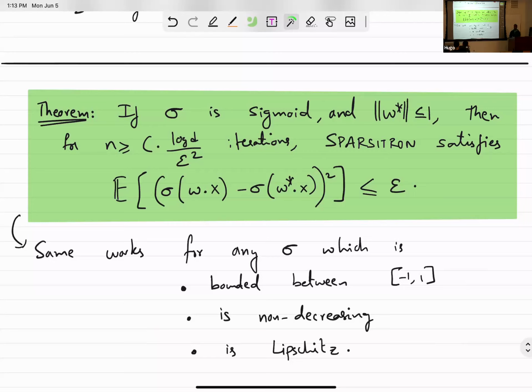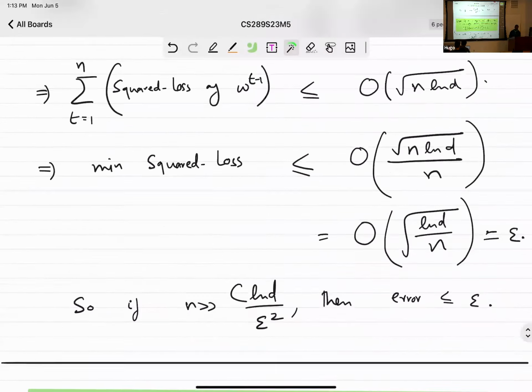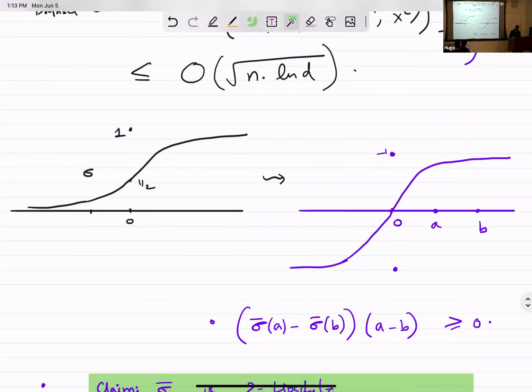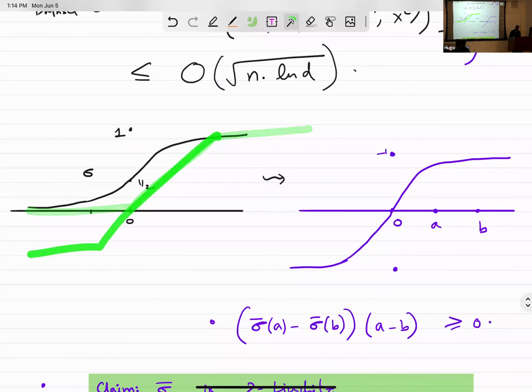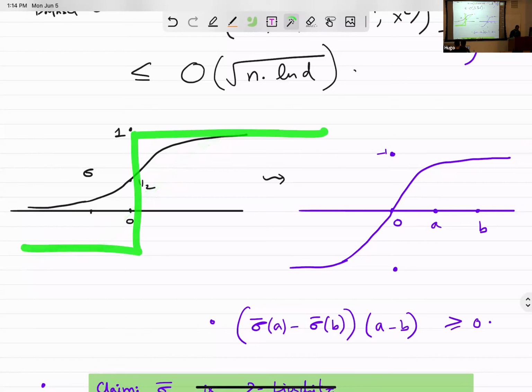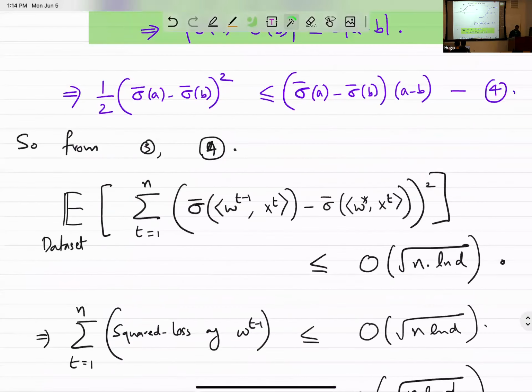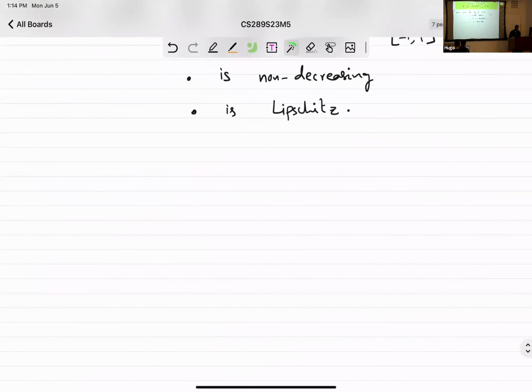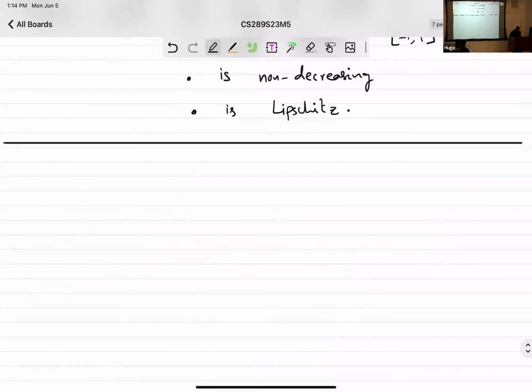Okay. Any questions? Basically, I'm saying you don't have to have this shape. I could have something like maybe this. That's also fine. I could have this. That's also fine. As long as I don't have a steep jump, which destroys the Lipschitz. Okay. All right.